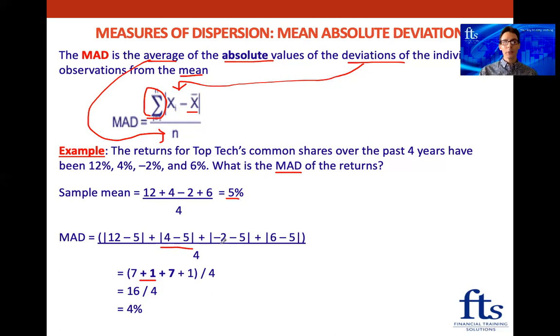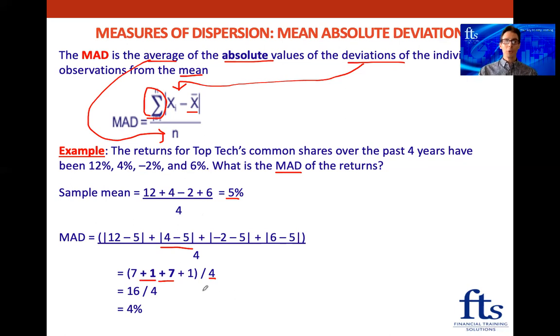And then this one as well, -2 minus 5 is -7, but we ignore that -7, we make it a positive 7. So that's why I put these two in bold, so we can emphasize that we don't worry about the minus sign, we just make it a positive sign. So there we've got, and then the last one is the 6 there minus the 5, so it's 1. So that's our numerator, and then we divide then by the number of observations, which is we've got the 4.